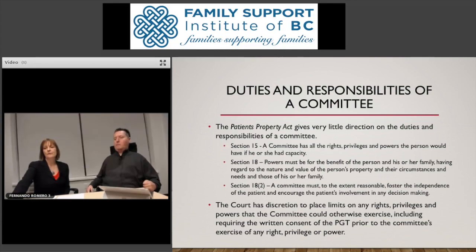What I find problematic with the Act is that it doesn't really give a lot of guidance to a committee. Because it's quite old, it's only a 30-section statute, which is almost unheard of in legislative drafting currently. But all the guidance that's available is in the middle of the legislation, which in very broad terms just says a committee has all the rights, privileges, and powers of the person would have had if he or she had capacity. So in other words, you stand in their place for the purposes of all their decisions.